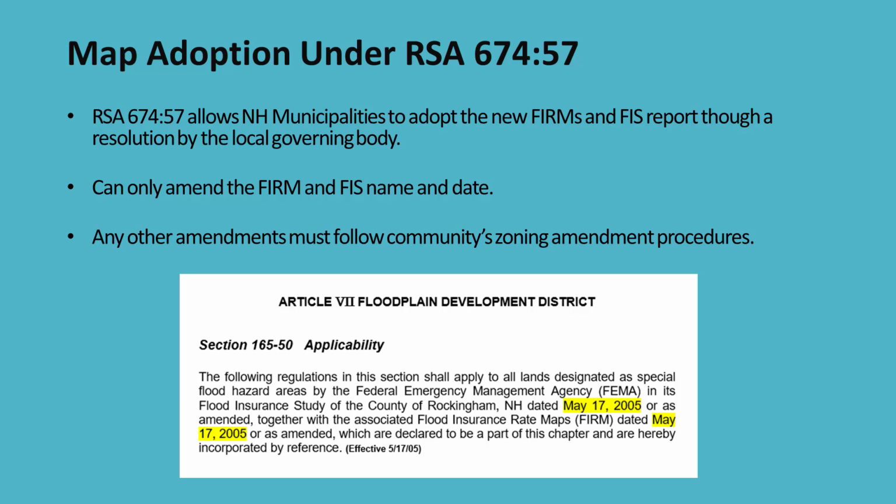During the mapping update process, the New Hampshire Floodplain Management Program aims to review all affected communities' floodplain management regulations for compliance with NFIP minimum standards. The New Hampshire Floodplain Management Program will be in contact with each community to provide the results of that review and also any amendments that are needed.